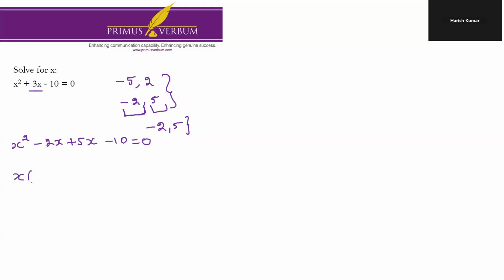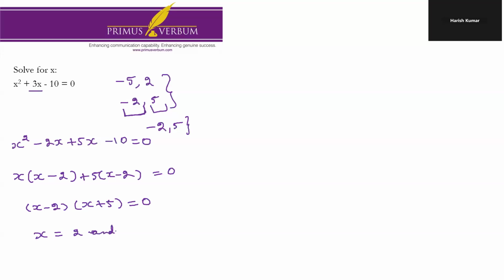Now let me factorize this: x square minus 2x, and then I have x minus 2 here again. And plus 5x minus 10 equal to 0. So the two factors of this quadratic equation are x minus 2 and x plus 5. They both are equated to 0. So the value of x is going to be 2 and minus 5. I hope this is clear now.